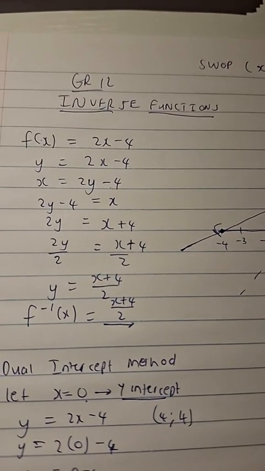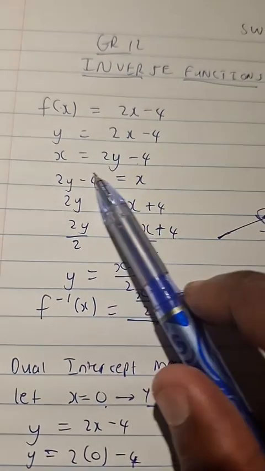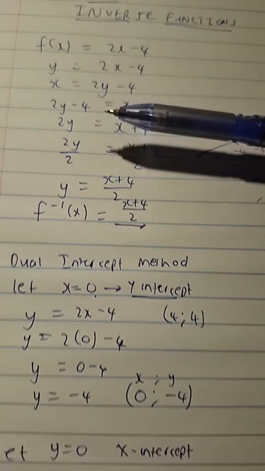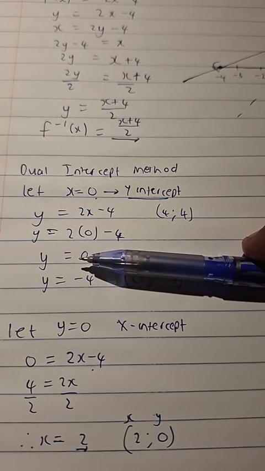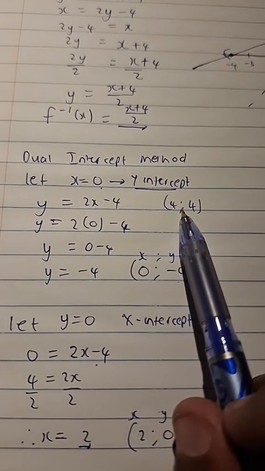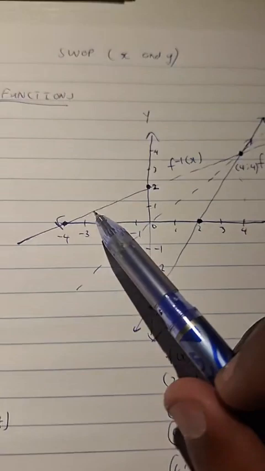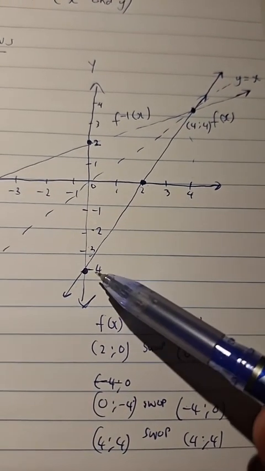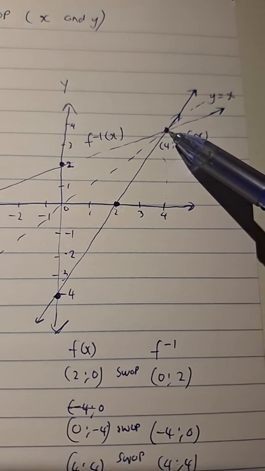The function, like I said, you have the original function, the fact that you can convert the original function to its inverse, as I showed you. Then you can use the dual intercept method to locate the points of that particular function. Once you have those points, 0 and -4, 2 and 0, you can go to your Cartesian plane and locate the points. This is 2 and 0. This is 0 and -4. Then we used an arbitrary point to locate another point and then sketch.